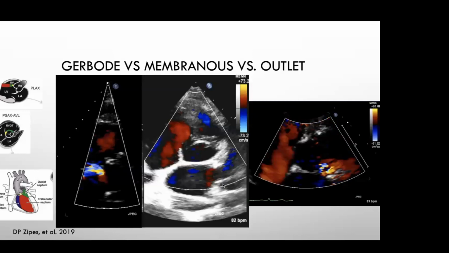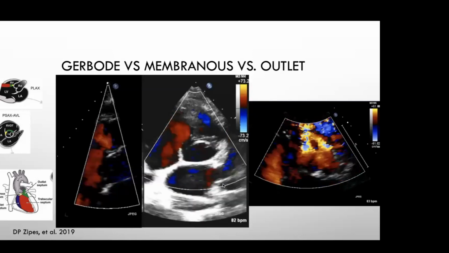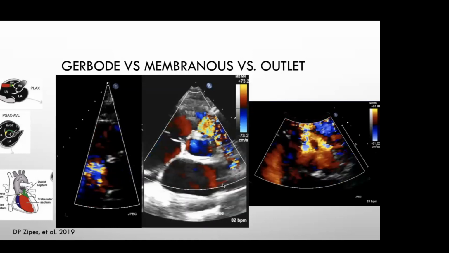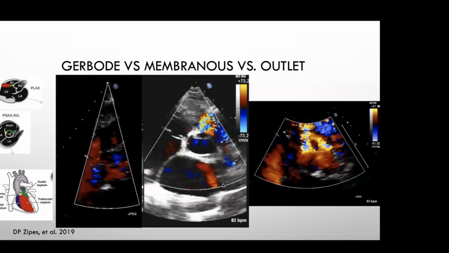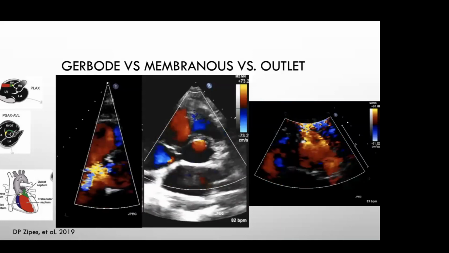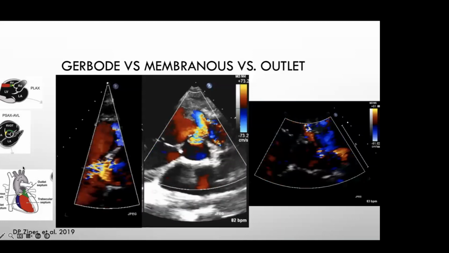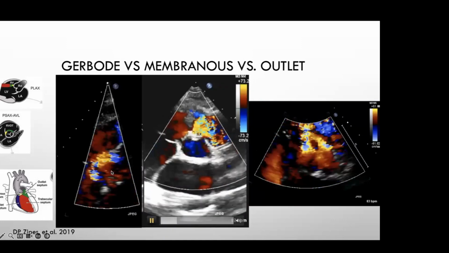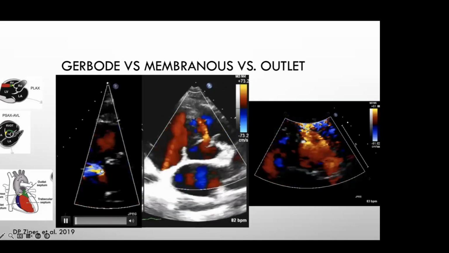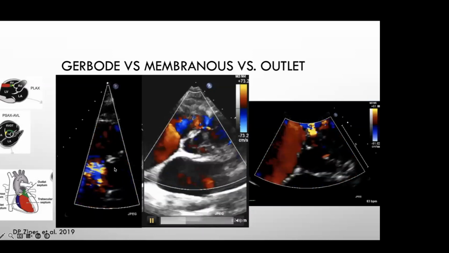And then here, just to demonstrate the three defects, Gerbode, membranous, and outlet, side by side, although it doesn't show as well in this choppy fashion. But Gerbode defects, you can see, sit in the 8 to 9 o'clock position, going from the left ventricle into the right atrium.